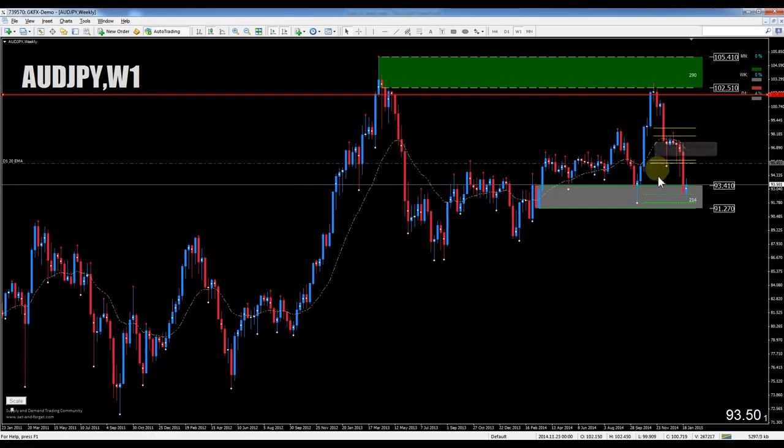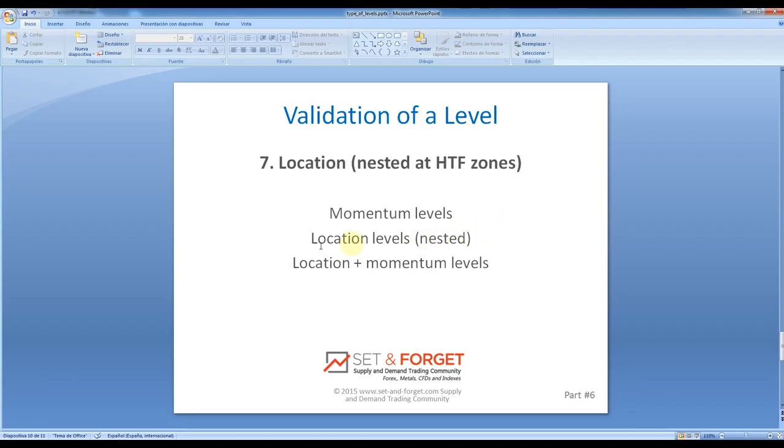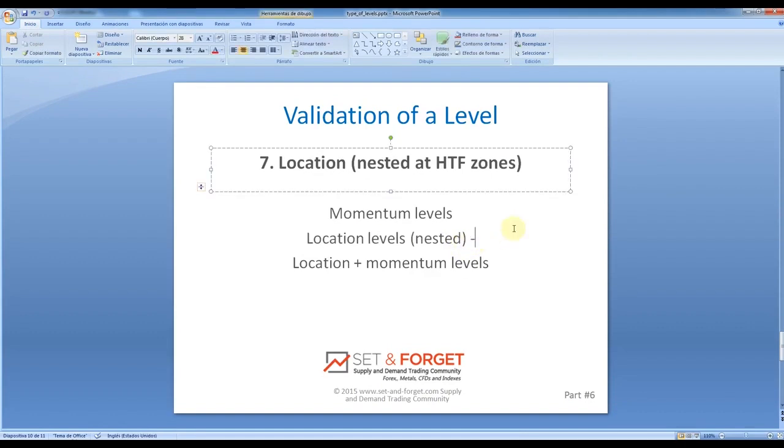We need to have all the time frames, all the demand and supply imbalances on all time frames, and then apply the sequence so we can locate the location type of levels. Okay, the location type of levels normally are counter trend. Normally they are counter trend.